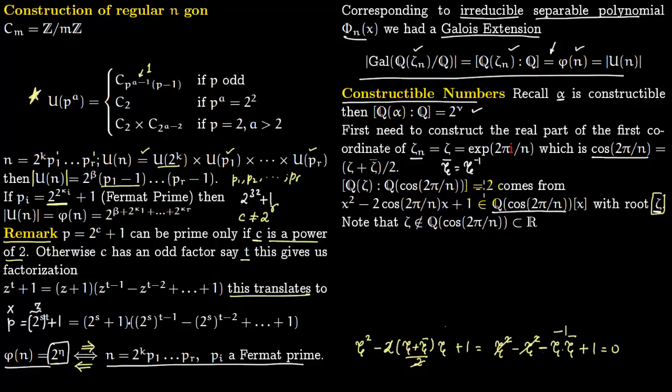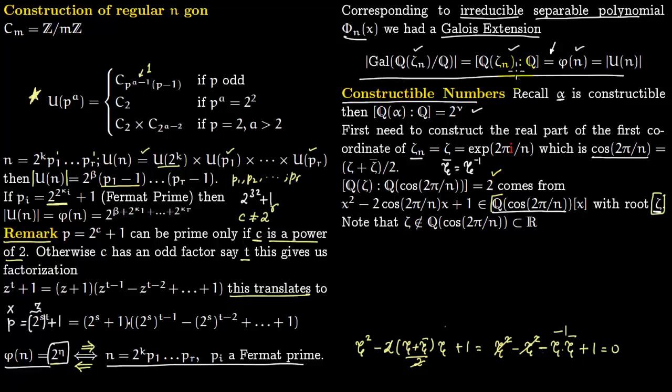So this degree of extension is at most 2, and we are saying it is precisely 2 because ζ does not lie in the field obtained by adjoining cosine 2π/n to the rationals. ζ is a complex number, and if you adjoin cosine 2π/n to the rationals, this will be a subset of the real numbers, and ζ will not lie in the real numbers. So ζ does not lie in our given field, so this degree of extension is 2.